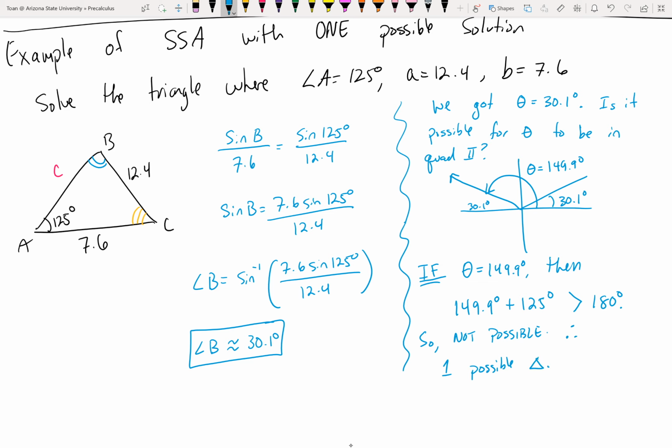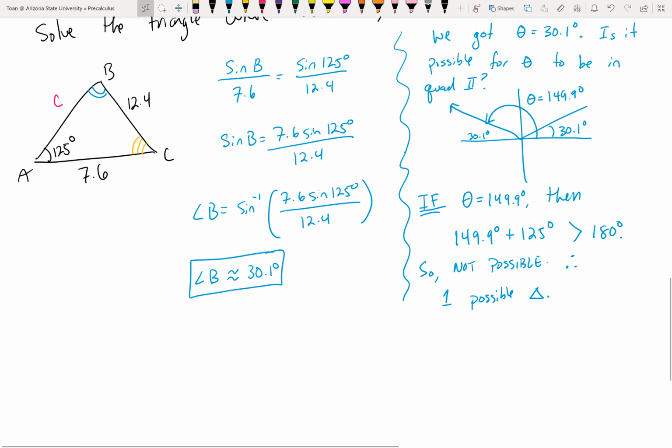Instead of memorizing rules, which is so confusing, just do a quick check. Okay, I solved for an angle using inverse sine, 30.1. Quickly, what is this obtuse angle? Subtract it from 180. Is it possible to have another triangle? Yes or no. In this case, it is no. So then you just proceed on with the example as normal. You solve for angle B.